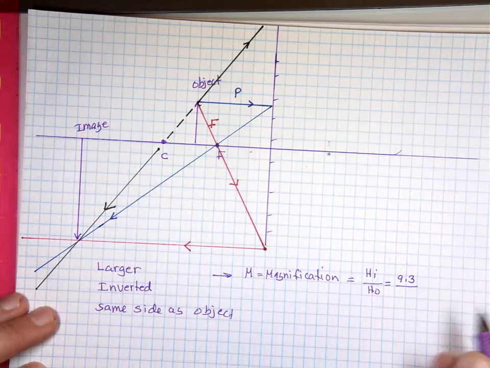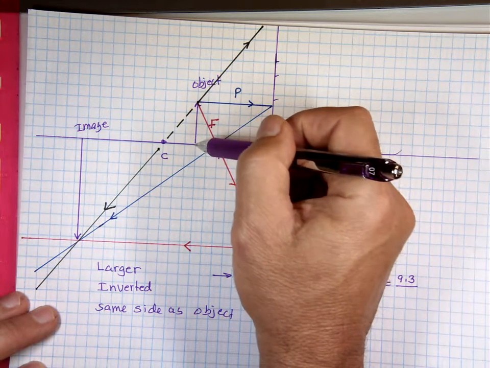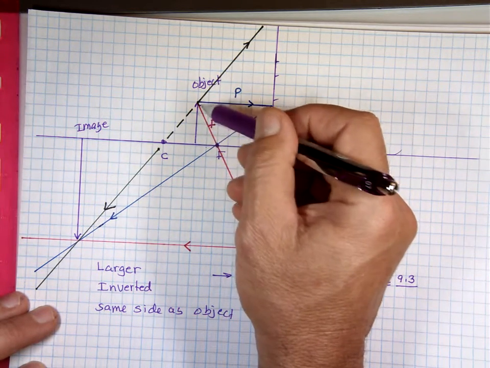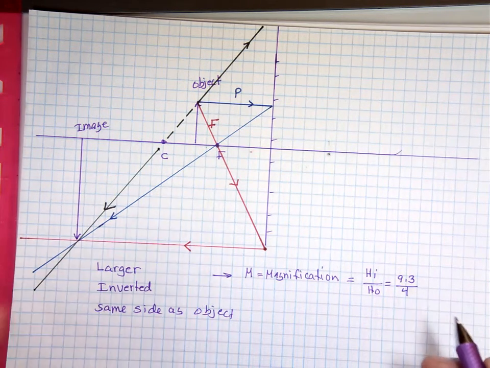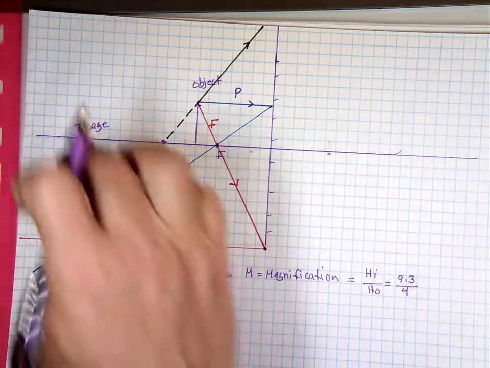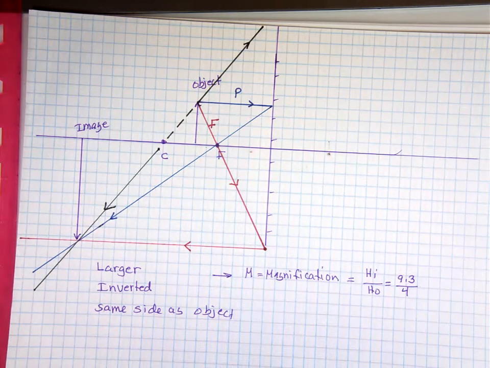And how many boxes does the object cover? 1, 2, 3, 4. The height of the object is 4. Notice my magnification is more than 2 here. The image is more than twice the size of the object. And it will be negative. Why? Because it's upside down.